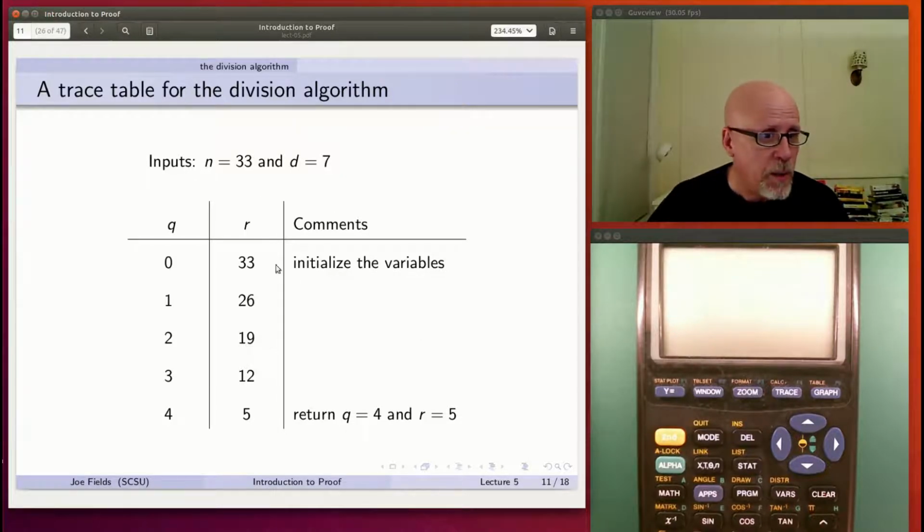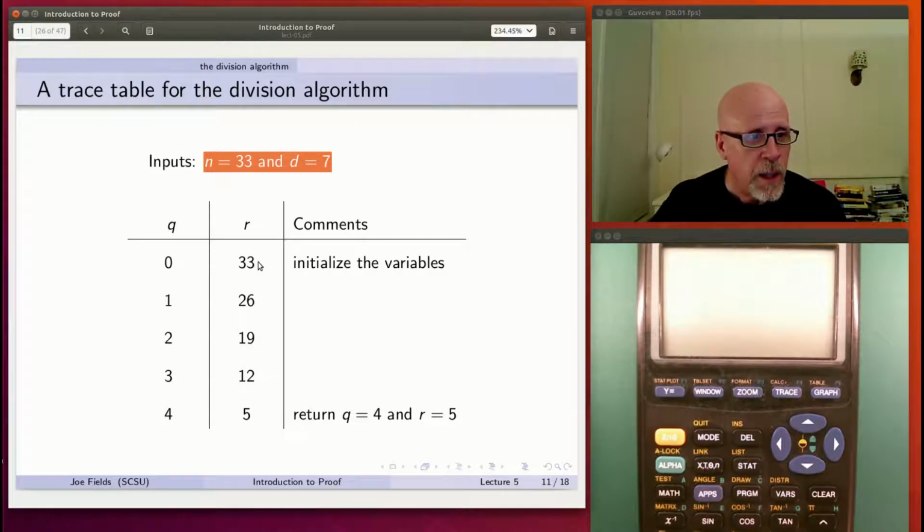We initialize the variables first. R gets set to the original n. Wait, I was using particular values as my n and d here. So n is 33, d is 7, just a small example so we can see what happens. So we initialize, and the quotient is 0, the remainder is 33, and then each one of these lines in the table is another pass through the loop.